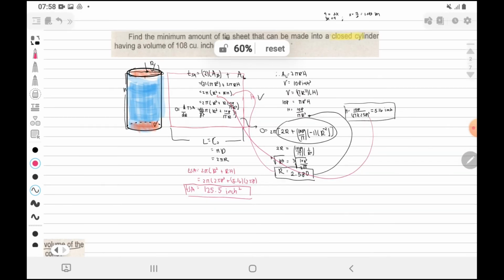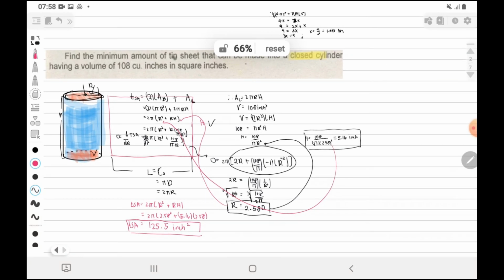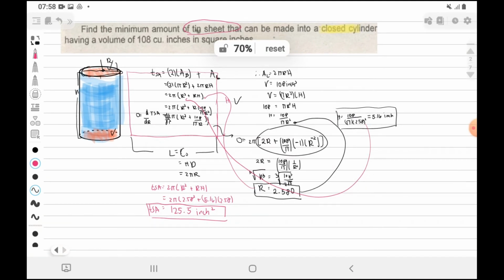This is the area of our tin sheet. The minimum area of our tin sheet to form this kind of closed cylinder with a volume of 108 cubic inches. Right?